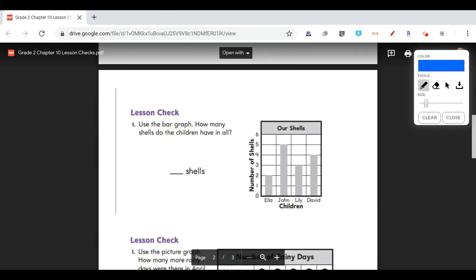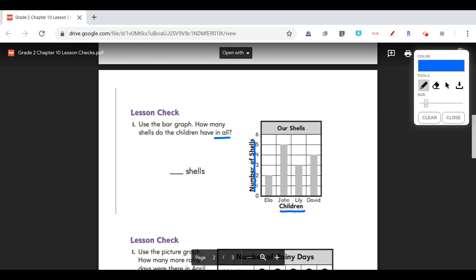It says, use the bar graph. How many shells do the children have in all? So in all is really important in that question. And in all means our total. We want to know how many were there total. So we want to know how many shells did the children have in all. And we see that at the bottom it says children. So we had Ella, John, Lily, and David who all collected shells. And up the left-hand side, it says the number of shells, which range from 0 to maybe up to 6.